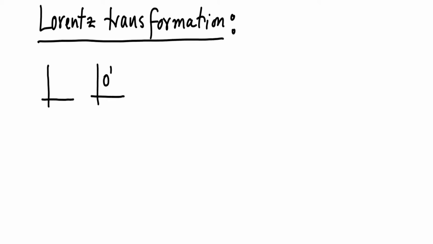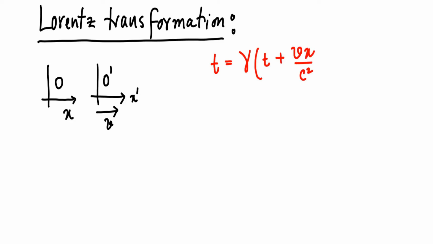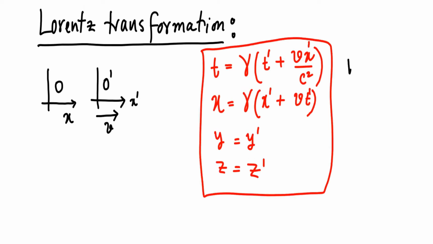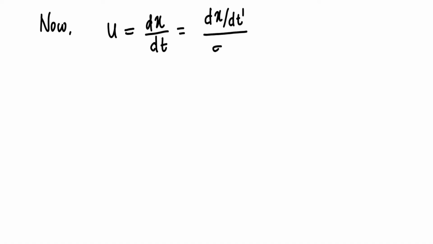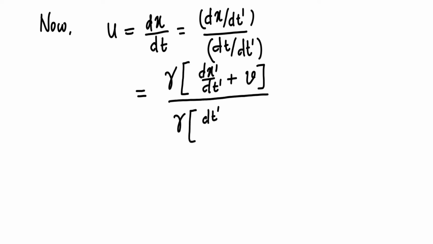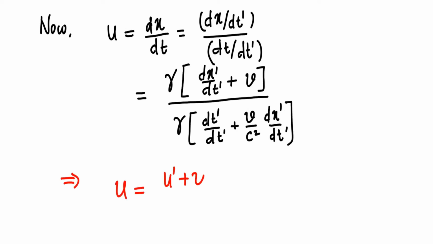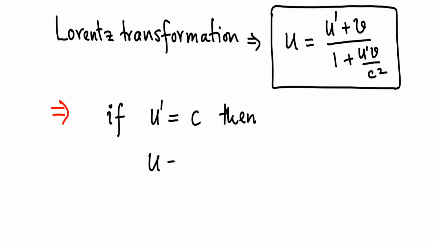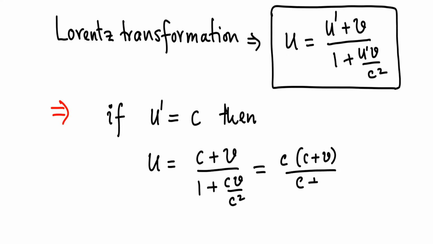If the observer O prime is moving with a velocity v along the x-axis with respect to the observer O, then the coordinates of these two observers are related, as you see here. Using the Lorentz transformation, we can now find the new rule of velocity addition, as you see here. As per this new rule of velocity addition, if a particle moves with a speed c in the O prime frame, then even in the O frame it moves with the same speed c.